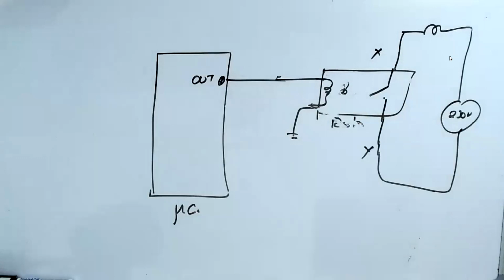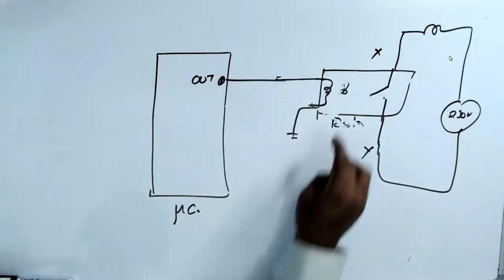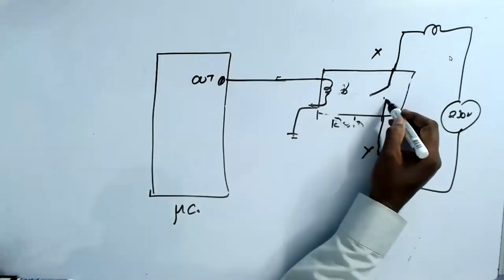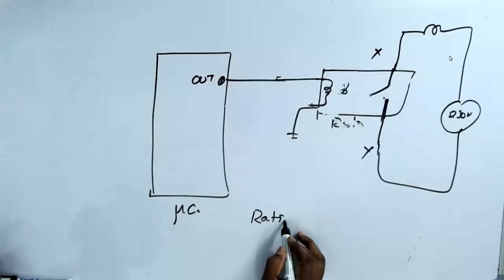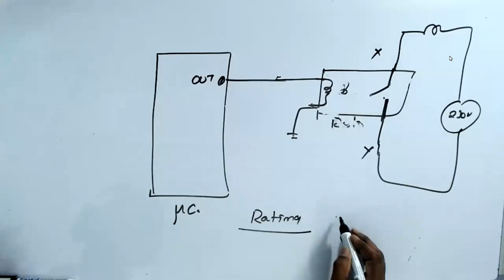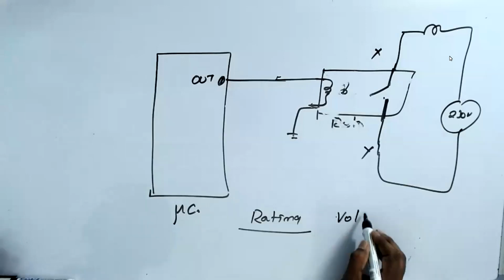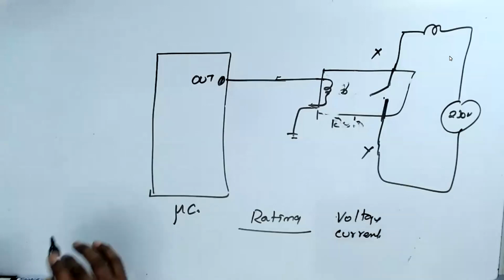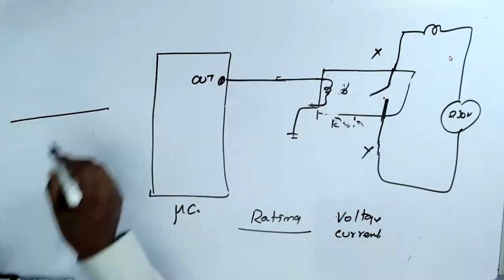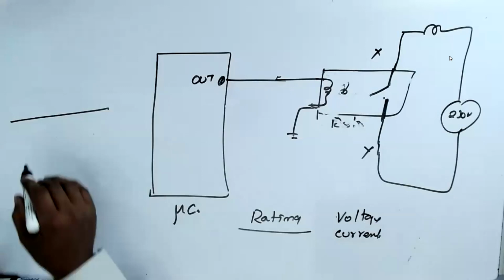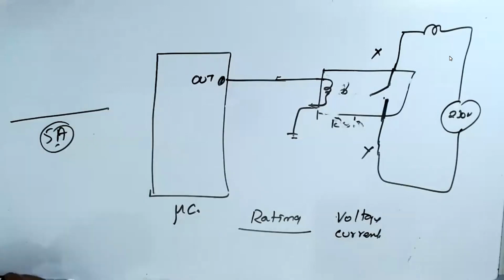But the only thing is you should know how much current this can take. That's all. Ultimately, for every device you should know about the rating. What is the voltage? What is the current? In your house, you have wires. People say that wire can withstand only 5 amperes. Now, if you give more than 5 amperes, the wire will burn.